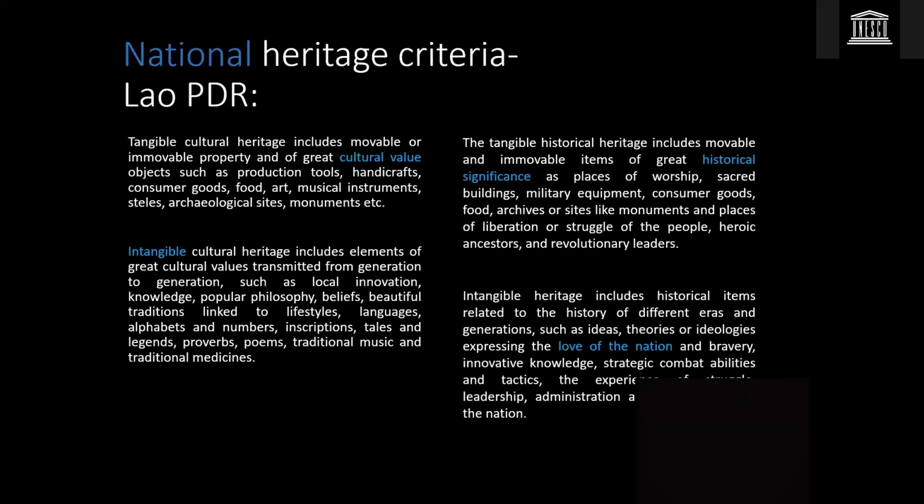The Lao PDR, in their national heritage criteria, place great emphasis on cultural value items. Their intangible cultural heritage has a strong connection to the communities. They also link their heritage to historical development and especially the struggle of the people and the revolutionary leaders. There is also a very strong love of nation, and how that is expressed forms part of the heritage criteria in Laos.